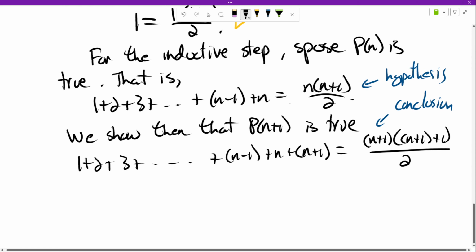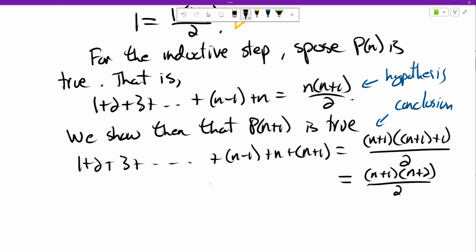Let me scroll down a little bit. Let's start maybe by just doing some algebra on the right-hand side. It's looking a little bit messy. N plus 1 is, of course, n plus 2. So that's what we're going to hope to achieve. So again, we want to start with the hypothesis and somehow arrive at the conclusion. So how can we do that?